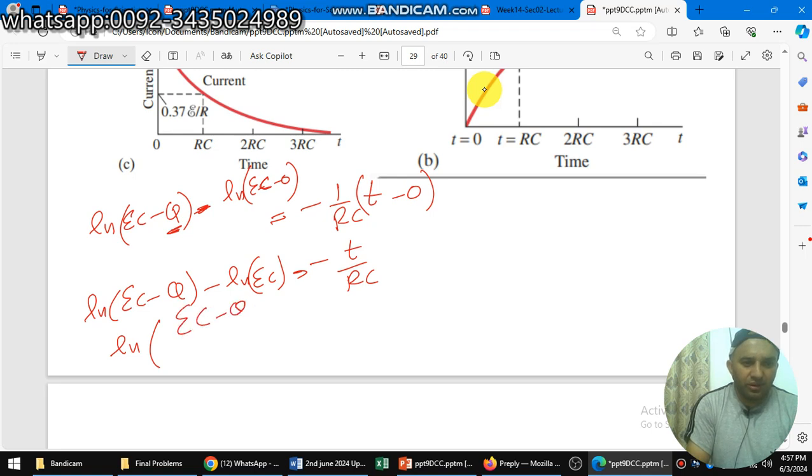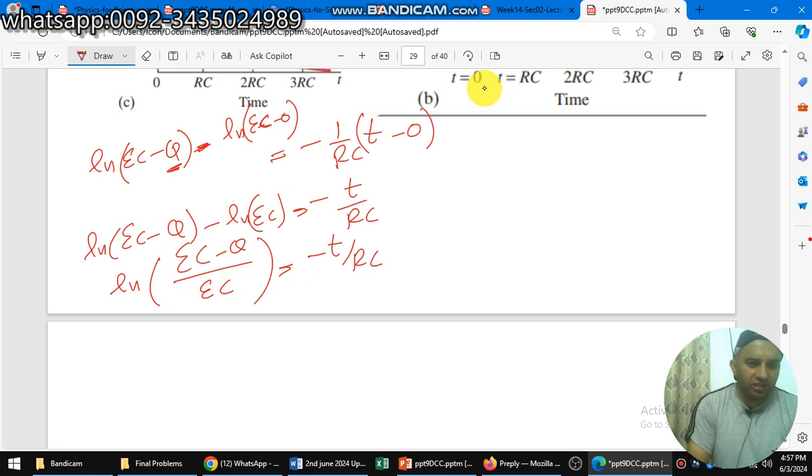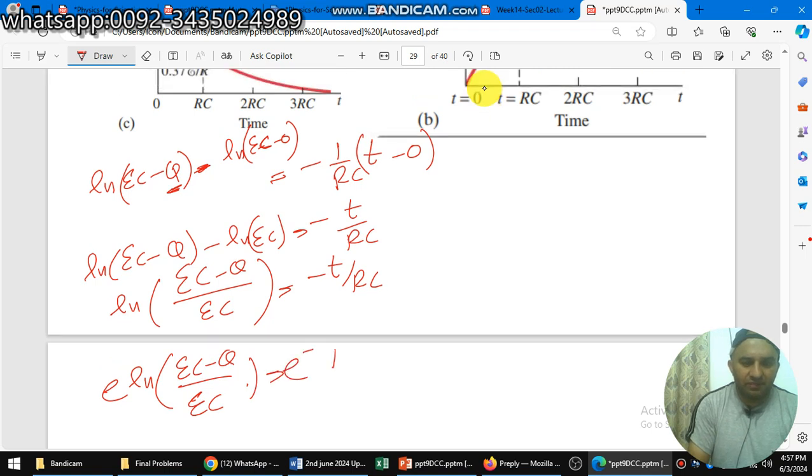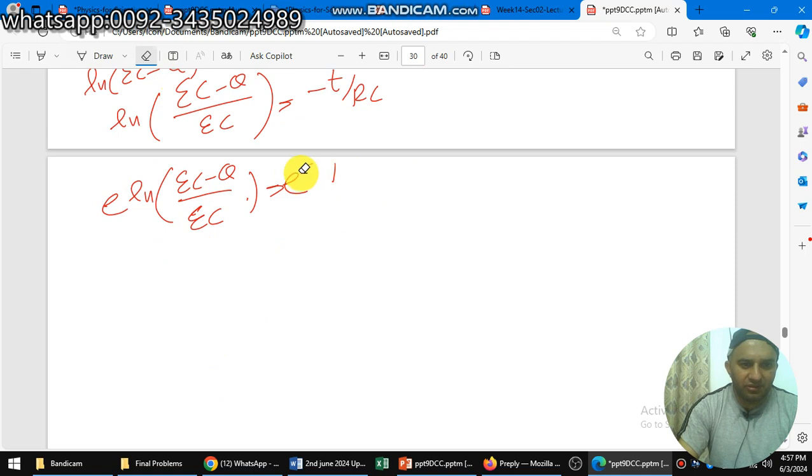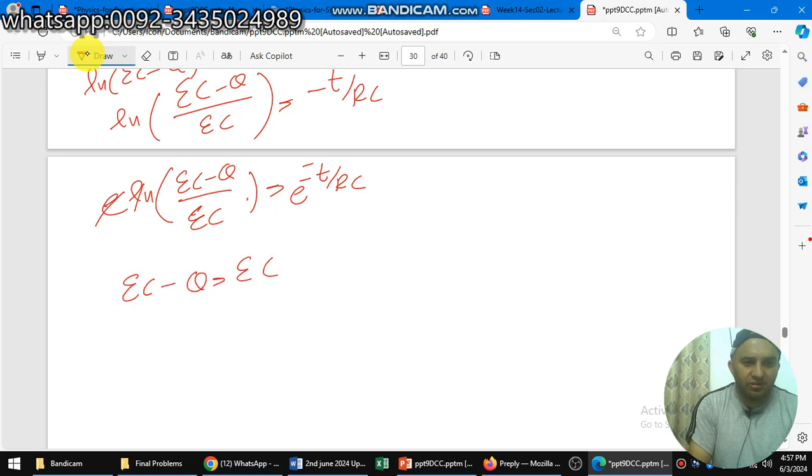Log of A minus log of B is equal to log of A over B, which is equal to −T over RC. So in order to remove this logarithm, we use the exponential: log of (EC − Q) over EC is equal to exponential of −T over RC. Okay, this exponential and log will be cancelled, so EC − Q is equal to EC times E power −T over RC.